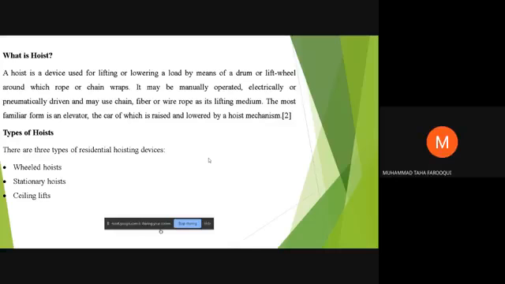A hoist is a device used for lifting and lowering a load by means of a drum or lift wheel around which rope or chain wraps. It may be manually operated, electrically or pneumatically driven, and may use chain or fiber rope. There are three types of residential hoisting devices: wheeled hoist, stationary hoist, and ceiling hoists.